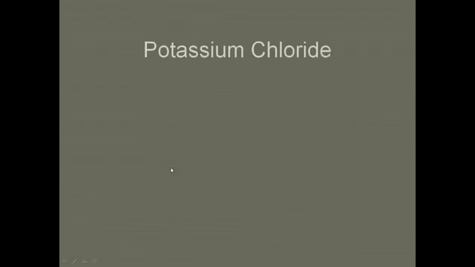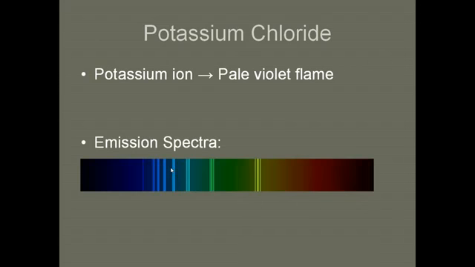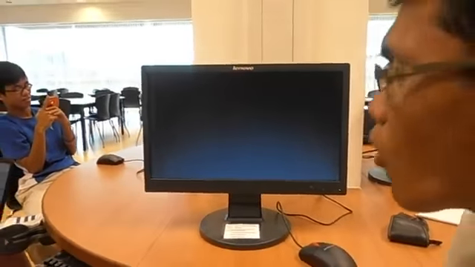This is potassium chloride. As you can see in the video, the potassium ion produces a pale violet flame. Now it's emission spectra. Now we get it.